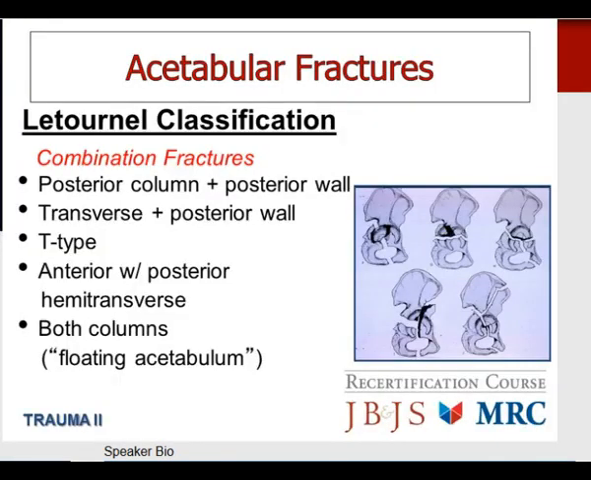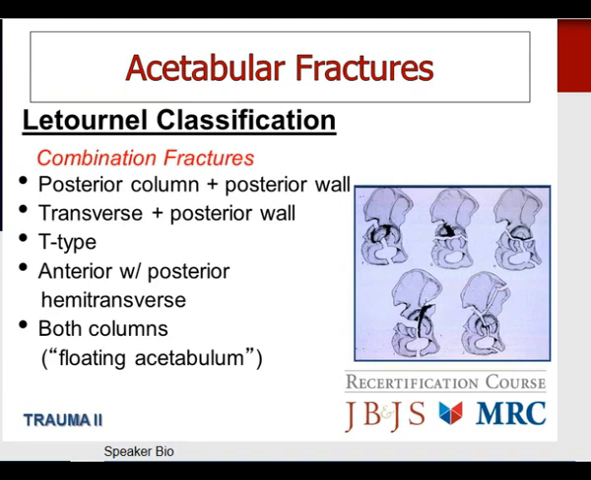The 5 combination or associated fractures include posterior column with a posterior wall, transverse with a posterior wall, which is the most common of the combination fractures, and then there's the T-type fracture, which has the hallmark of a vertical fracture line extending typically into the obturator ring. Significance of this is that the posterior and anterior columns are now dissociated from one another, meaning that an anterior or posterior approach is not usually sufficient to repair these fractures. The T-type fracture in all published series has the worst prognosis, primarily due to the dissociation of the 2 columns relative to one another.